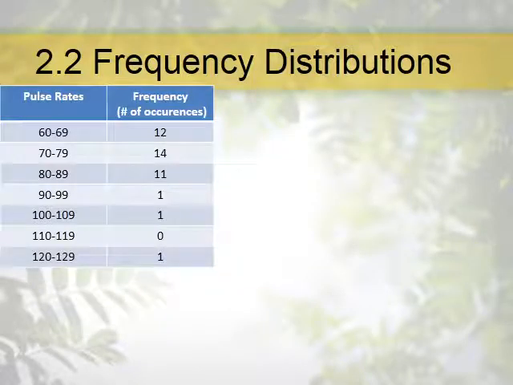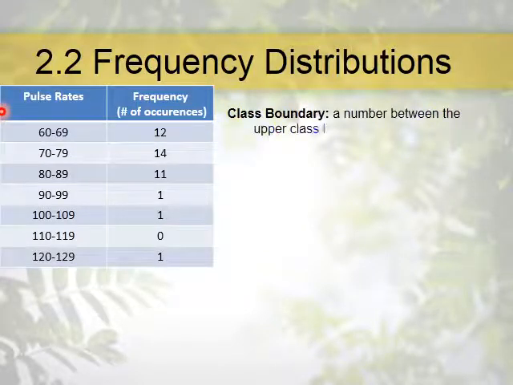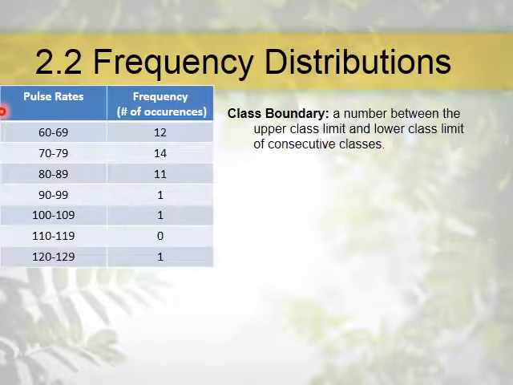A few more definitions related to frequency distributions. We have class boundary, which is a number between the upper class limit and the lower class limit of consecutive classes. So if I want to find the class boundary between the first and second class, I need to find a number between the upper class limit of the first class and the lower class limit of the second class. So a number between 69 and 70 would be 69.5.